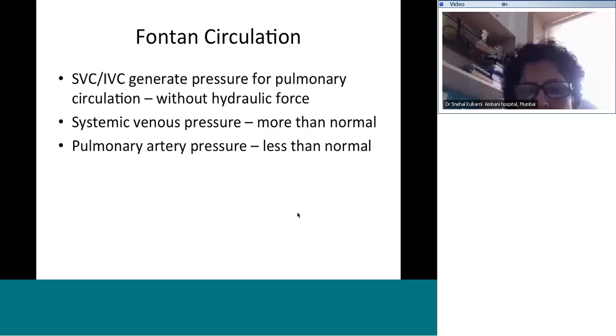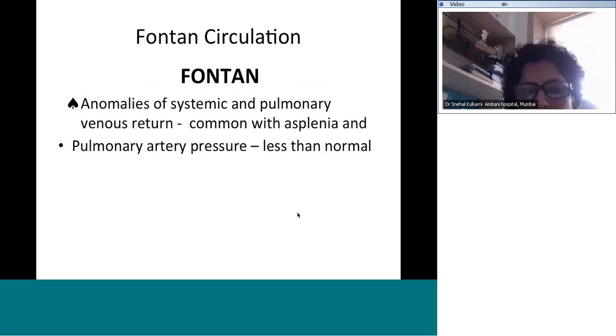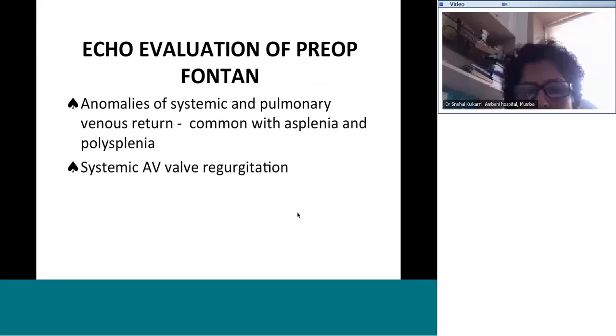And that is the reason I won't go into the details about the long-term problems, because that's another lecture we are going to have. But these are the basic things which happen in Fontan circulation, which is the problem for a long-term Fontan circulation.